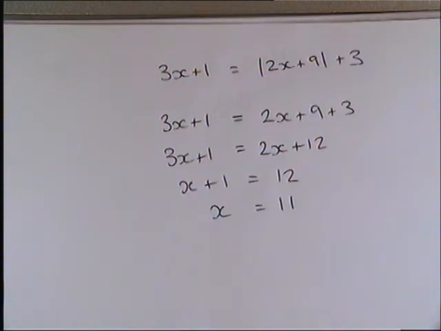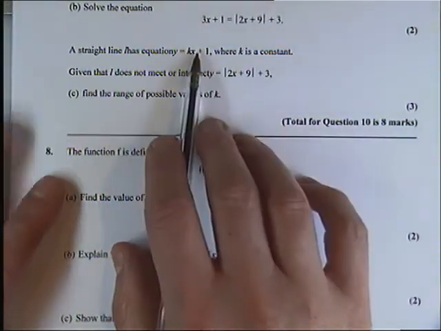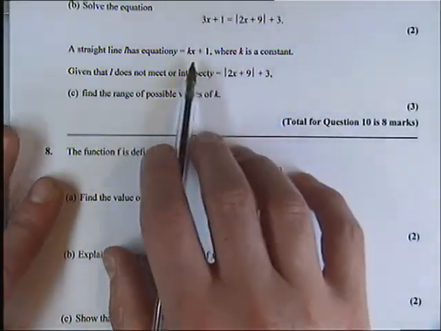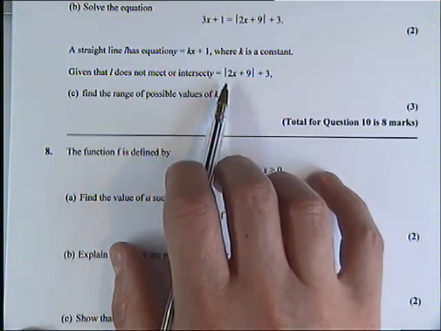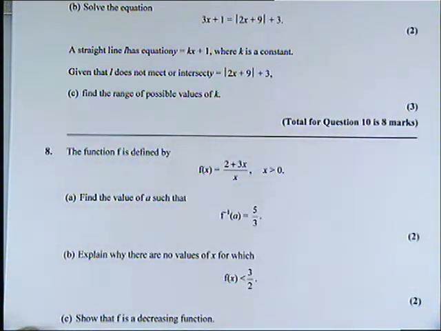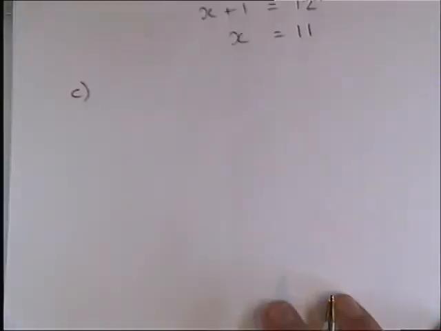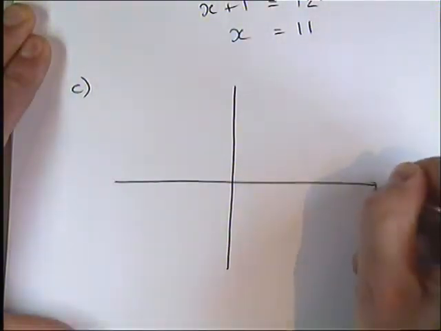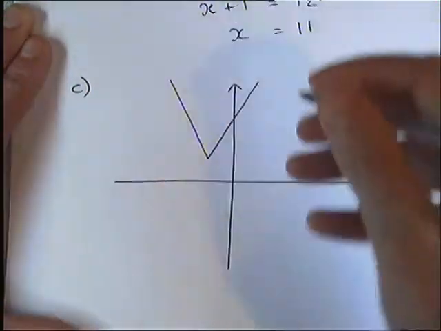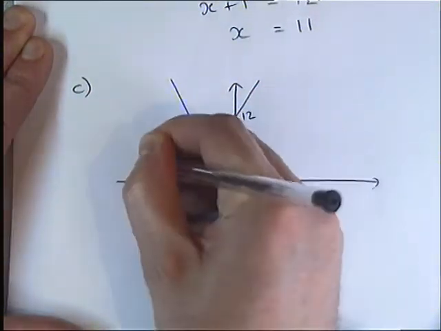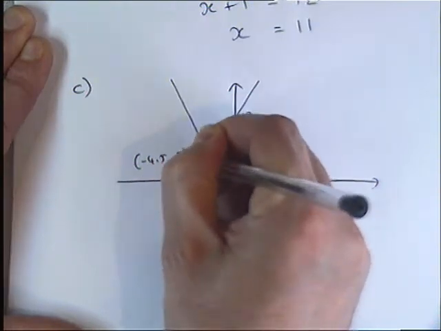Okay, part C says there's a straight line L with the equation y equals kx plus 1, where k is a constant. Given that L does not meet or intersect the graph from part A, find the possible range of values of k. So I'm going to do another quick version of that graph, I think. Remember, that's 12, that's minus 4.5, 3.